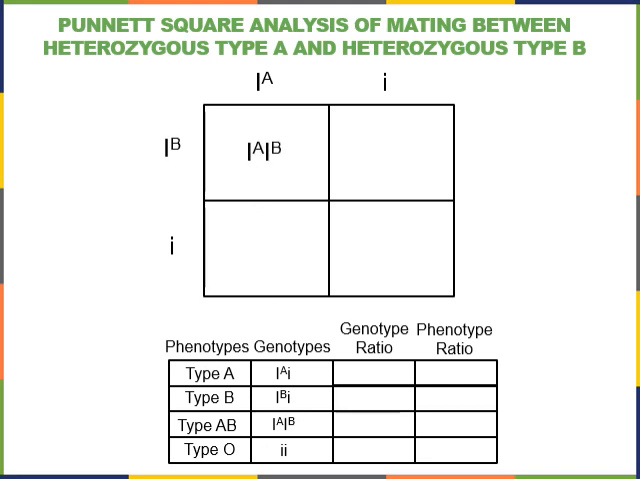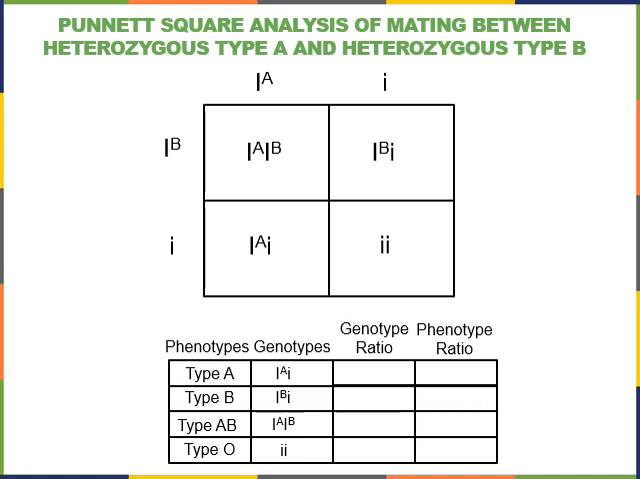When the A and B alleles combine, we'll have a heterozygote with both dominant alleles. And then when the B and O alleles combine, we'll have a heterozygote that has the dominant B allele and the recessive O allele. Then here we'll have a heterozygote with the dominant type A allele and the recessive type O allele. And last in the bottom right, we will see an individual that's homozygous for the recessive type O allele.